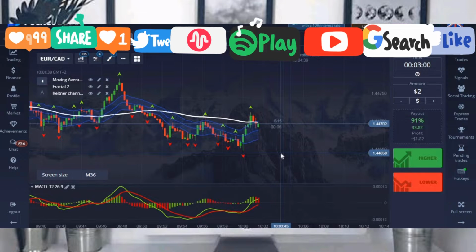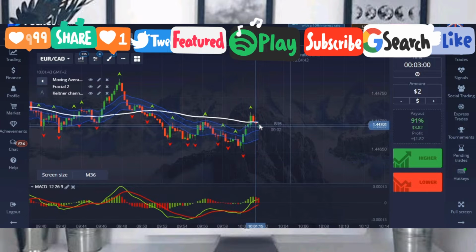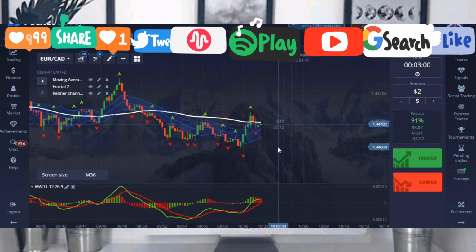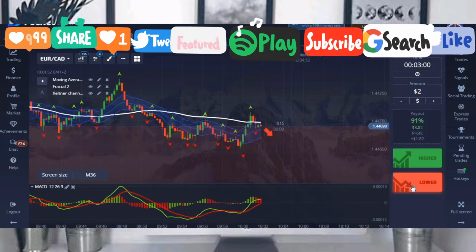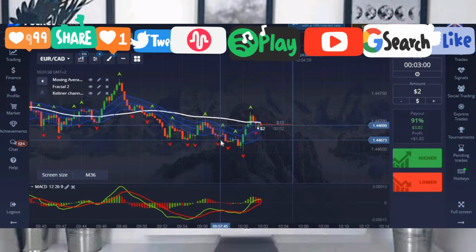I am using three indicators. You need to know that, first of all, you can see the MACD at the bottom, and I am using the Keltner Channel, and I am using the 200 moving average.